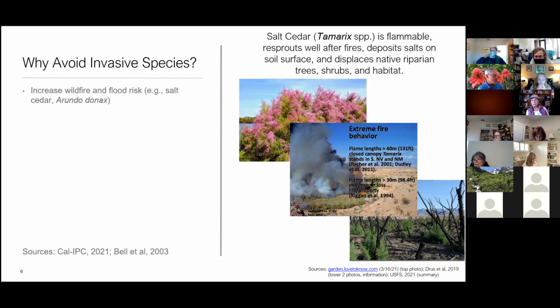I'm not going to go into it, but arundo is called giant reed or false bamboo, and it spreads vegetatively and causes a lot of flood control issues. Ironically, it was planted decades ago by the Soil Conservation Service as an erosion control plant, but clearly that failed.